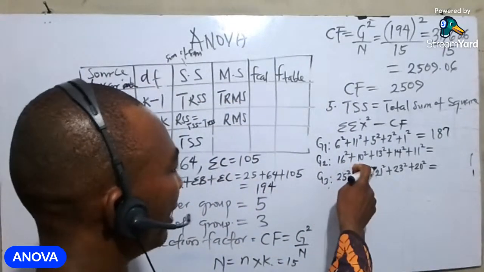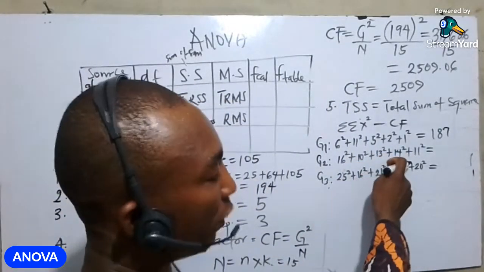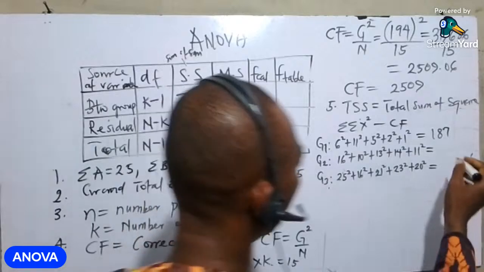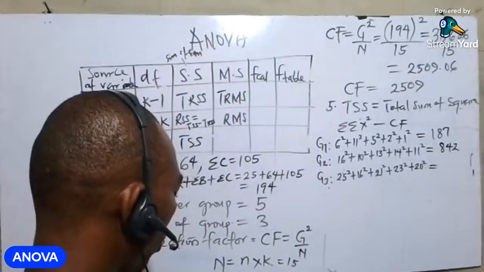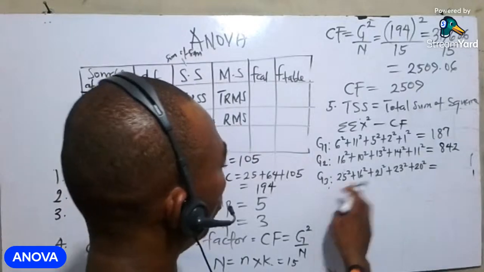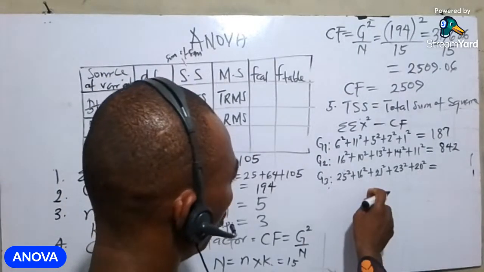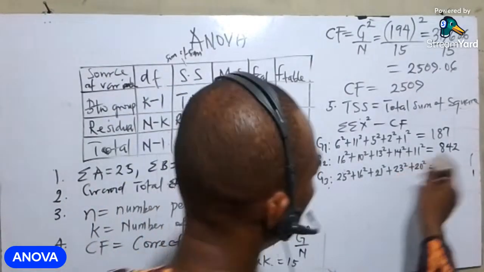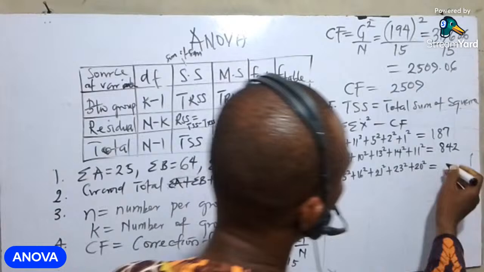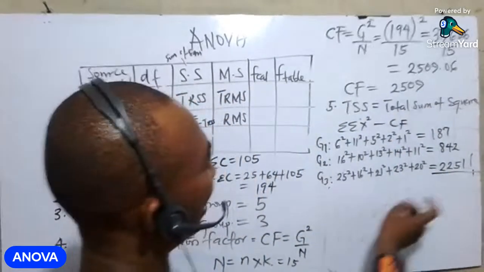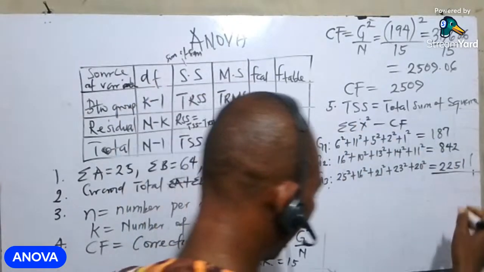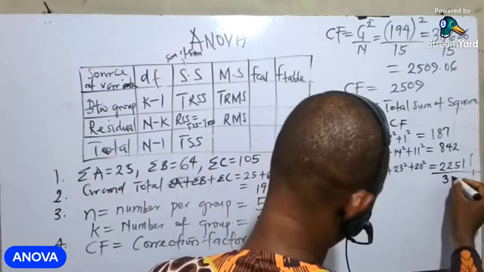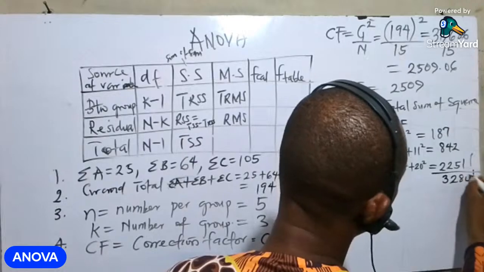16 square plus 10 square plus 13 square plus 14 square plus 11 square. That will give me 842. So move on to the next one. 25 square plus 16 square plus 21 square plus 23 square. That will be 2,251. So I'm going to add this one now, since they said summation of all these. So if I add everything there, I'm going to get 3,280.